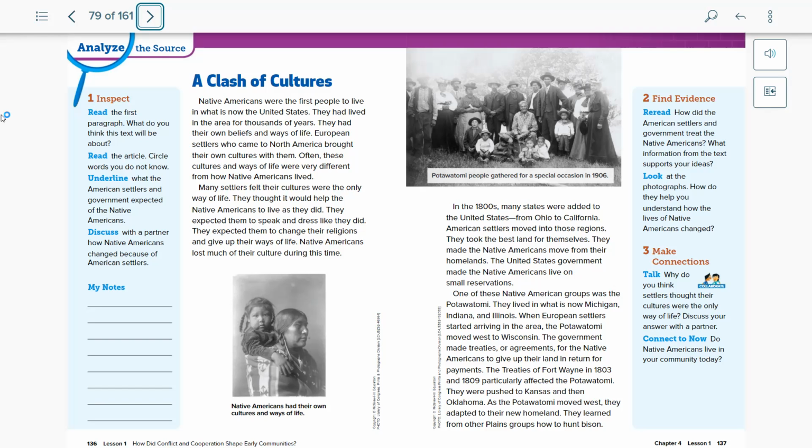The government made treaties, or agreements, for the Native Americans to give up their land in return for payments. The Treaty of Fort Wayne in 1803 and 1809 particularly affected the Potawatomi. They were pushed to Kansas and then Oklahoma. As the Potawatomi moved west, they adapted to their new homeland. They learned from other plains groups how to hunt bison.